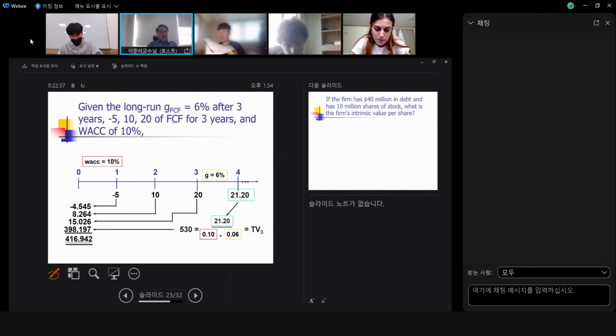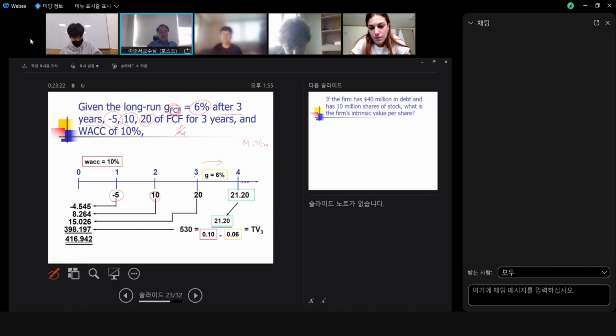So let me give you an example here. Given the long run growth rate for free cash flow, not dividend, but free cash flow, we assume the free cash flow grows at a constant rate of 6% after 3 years. And we can calculate the free cash flow in the near future. So free cash flow may be negative in the first year, at the end of the first year. At the end of the second year, we forecast the free cash flow of 10. The unit is $1,000,000, I think.